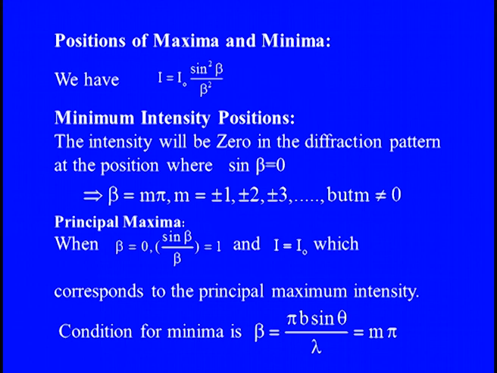And when beta is equal to 0, we have sin beta by beta equal to 1 and I is equal to I naught, which corresponds to the principal maximum intensity.